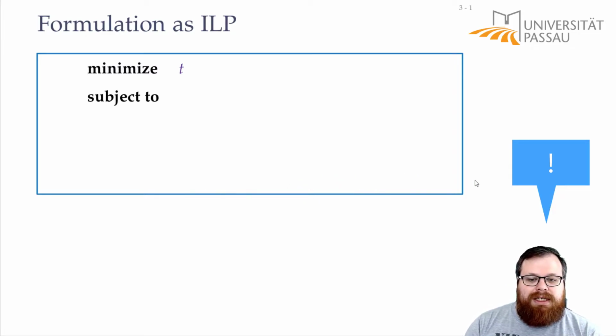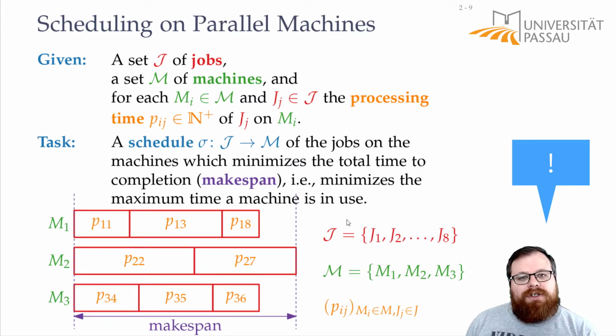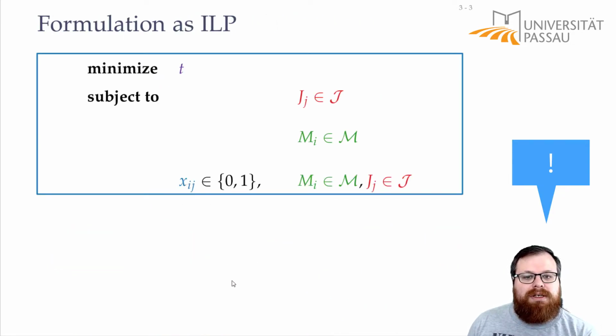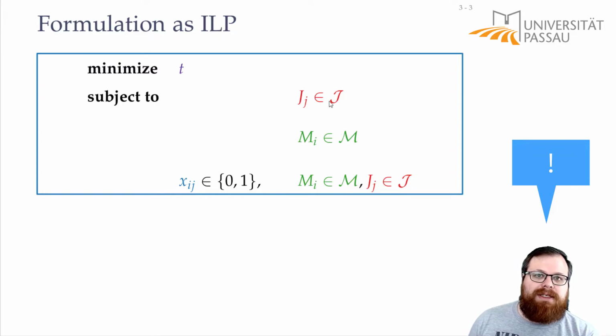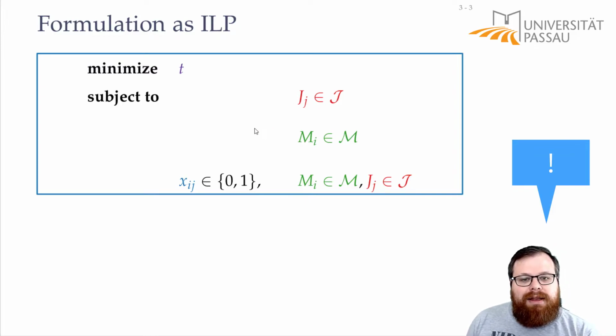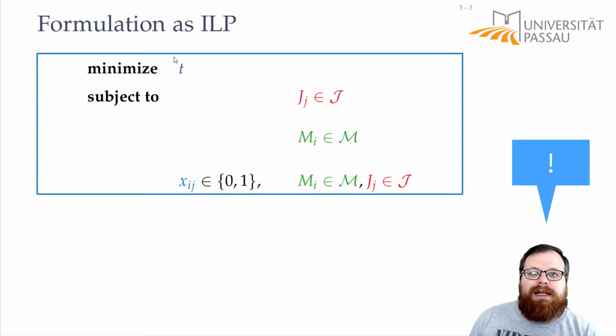What are the constraints? Well, every job we only want to assign to exactly one machine. That's what we have to make sure. So we have to make sure for every job that it's assigned somewhere. And then we also need some constraint for the machine, because we want to minimize the makespan. And with some constraint, we have to tell this variable how large it is.